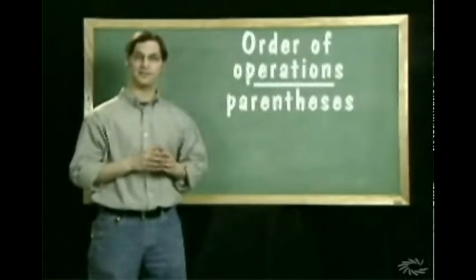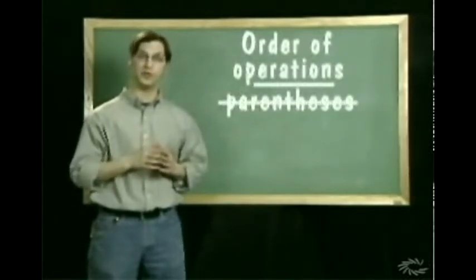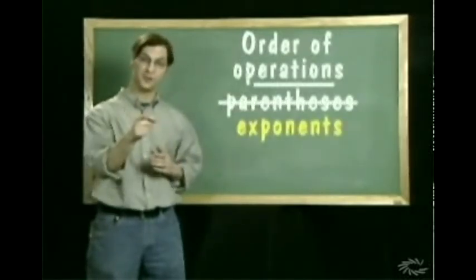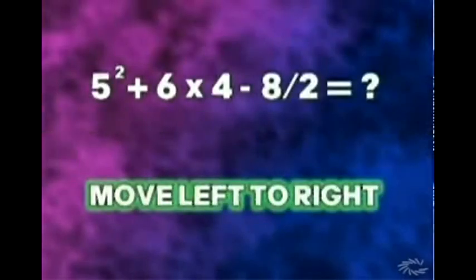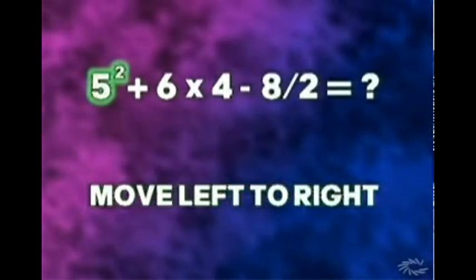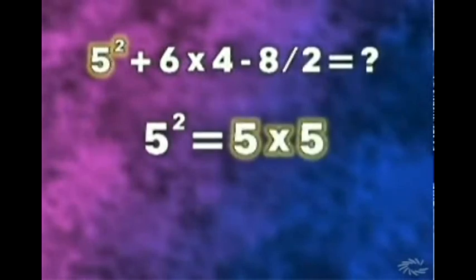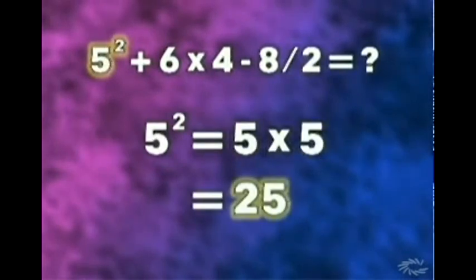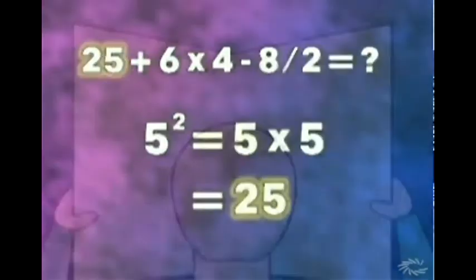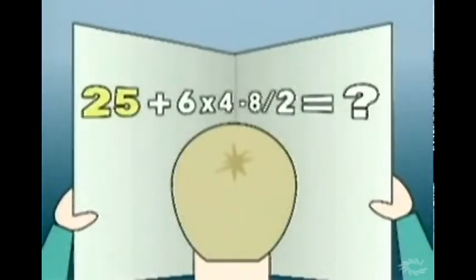Since there are no more parentheses left, we move on to the next step in the order of operations, exponents. Again, moving from left to right, we find 5 to the second power. Remember, the exponent is just the number of times you multiply the base number by itself. So we multiply 5 times 5 to get 25. We put 25 where 5 to the second power is. So our problem now reads 25 plus 6 times 4 minus 8 divided by 2.